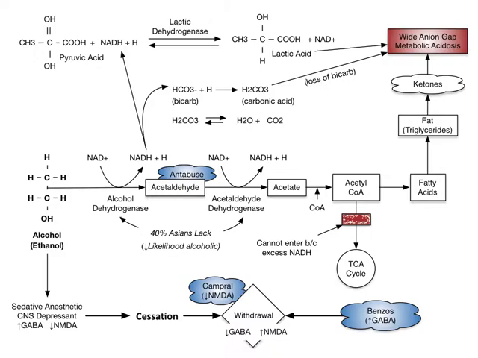As a result of this, acetyl coenzyme A is converted into fatty acids, which builds up in the system in the form of triglycerides. With continued consumption, ketones build up in the system, resulting in alcoholic ketoacidosis, producing a wide anion gap metabolic acidosis. Other factors contributing to the metabolic acidosis in alcohol use include the loss of bicarb, as well as the conversion of pyruvic acid to lactic acid in the presence of excess NADH.